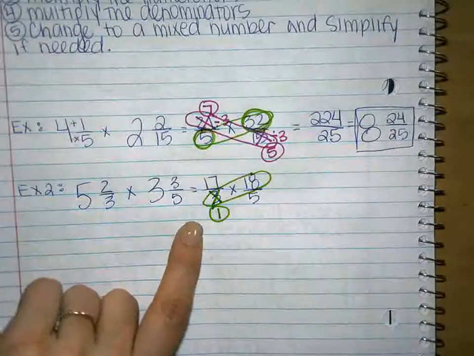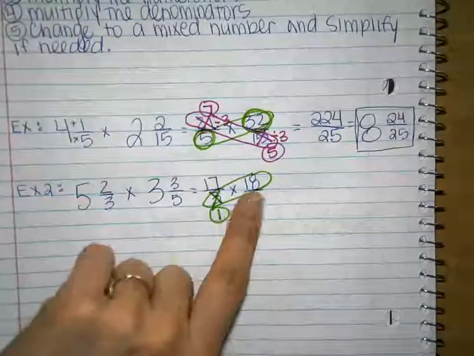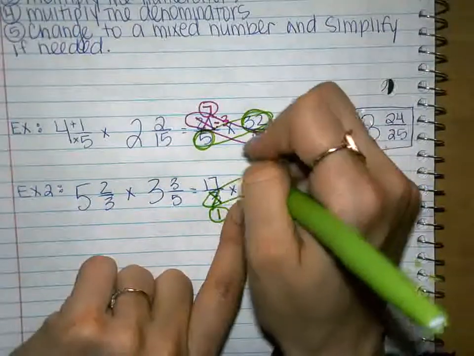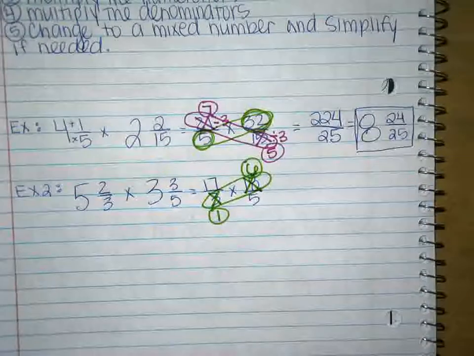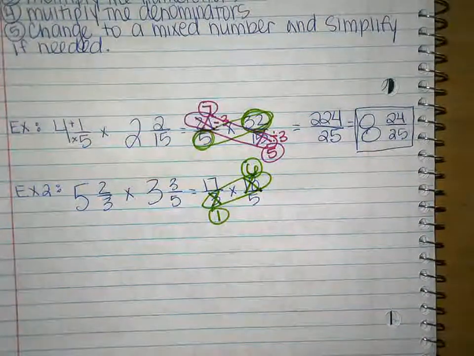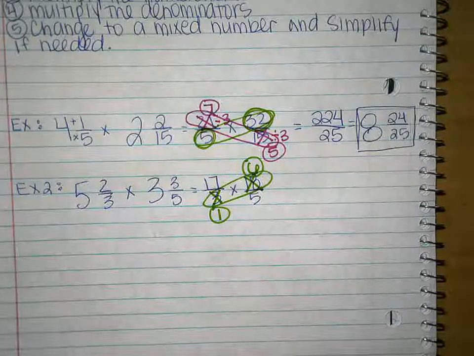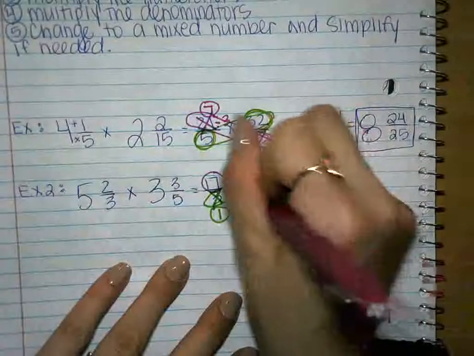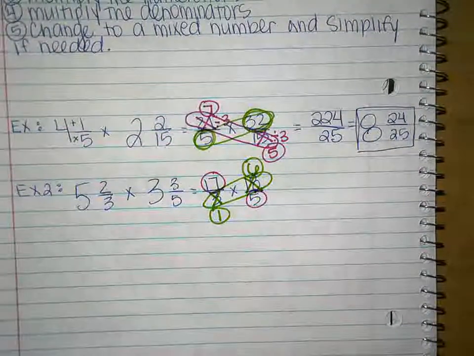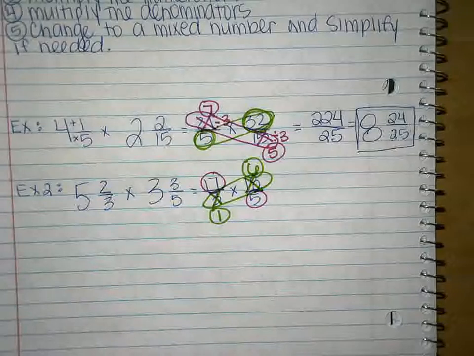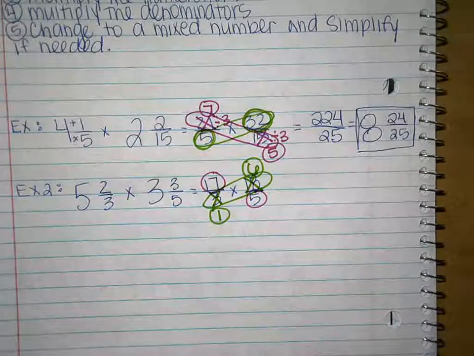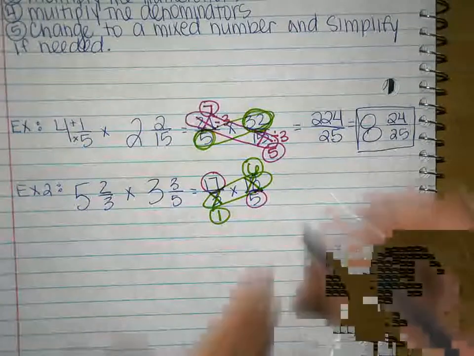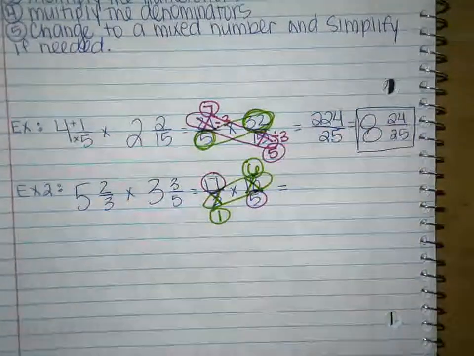So I'm going to cross out the 3 and write a 1. 18 divided by 3 is what? 6. Cross out the 18 and write a 6. 17 and 5. Can I take anything out of 17 and 5? No. Which means those numbers are going to stay the same. I can't take anything out of them, so they remain the same. Step 3, what is it? Multiply numerator. Good, everyone do 17 times 6.